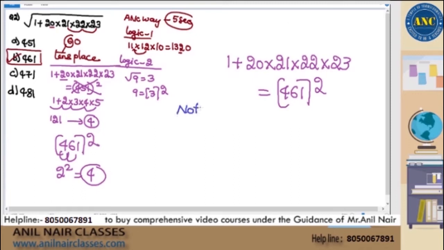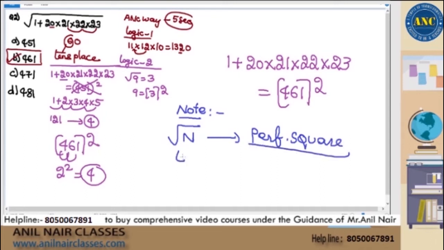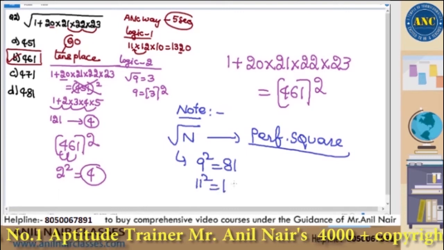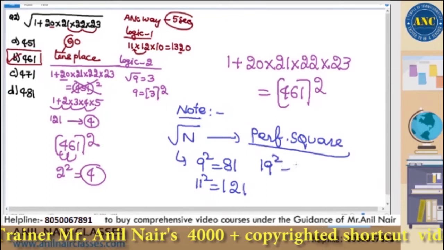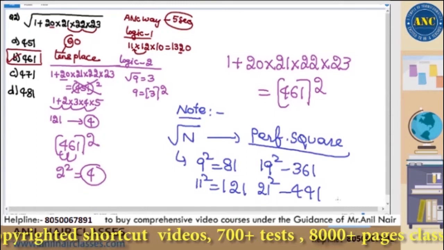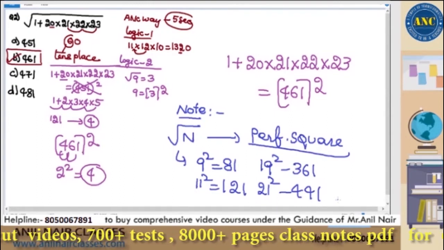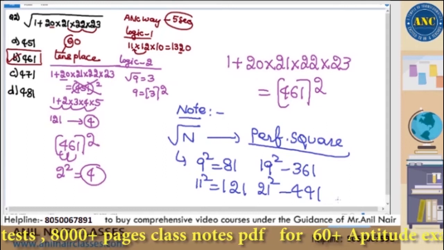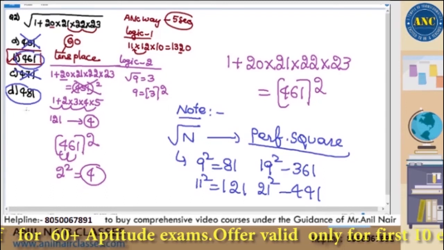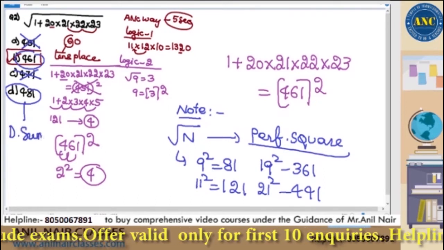Note, please write down. Square root of n, it is a perfect square. Any perfect square ending with 1: 9 square is 81, 11 square is 121, 19 square is 361, 21 square is 441, 29 square is 841. In any perfect square ending with 1, the tens place has to be even. So this is out and this is out. Two options remain, check by using a digital sum.